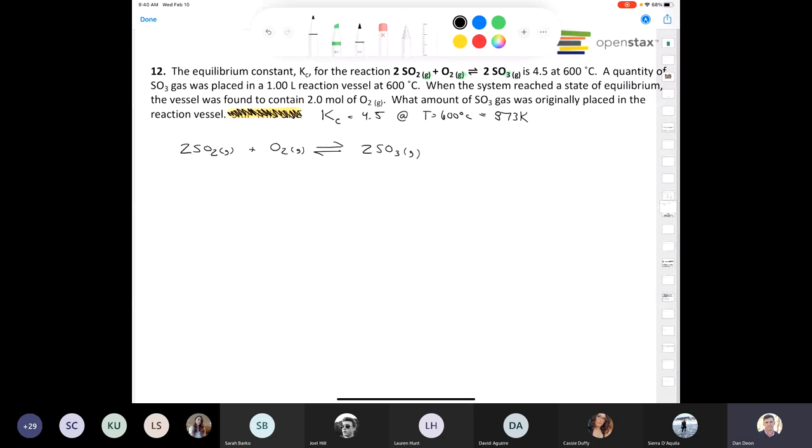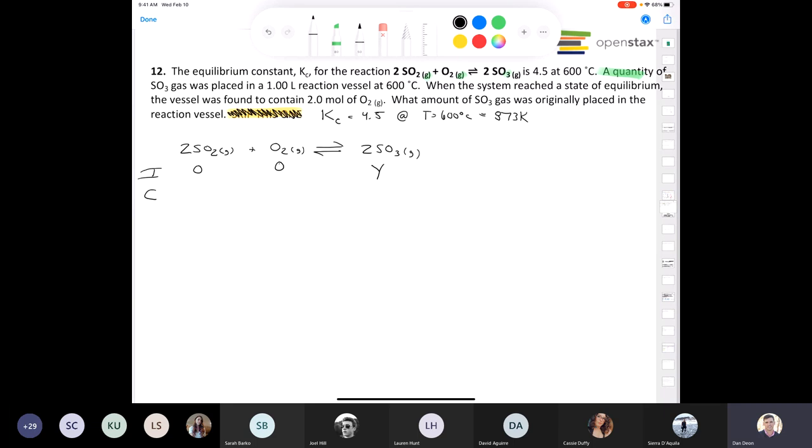And we know that initially, it says, I love this, a quantity of SO3 gas was put in the container. So that means we're starting out with Y. I'm going to call it Y because I like to use X for my change. We're starting with just a quantity of SO3, and we don't have any SO2, sulfur dioxide, and we don't have any oxygen. That's where we're starting. Then we undergo some kind of change.